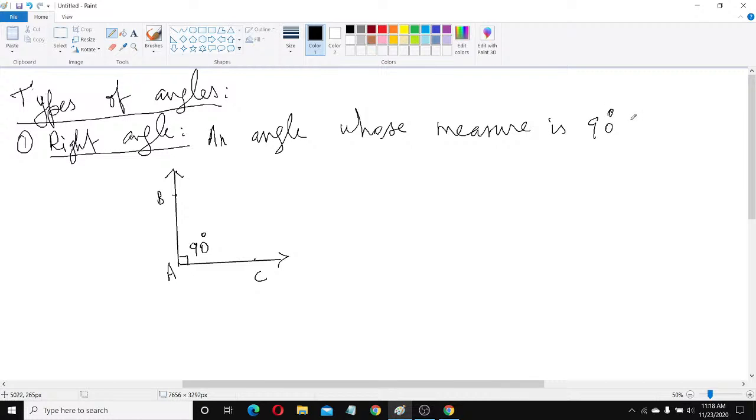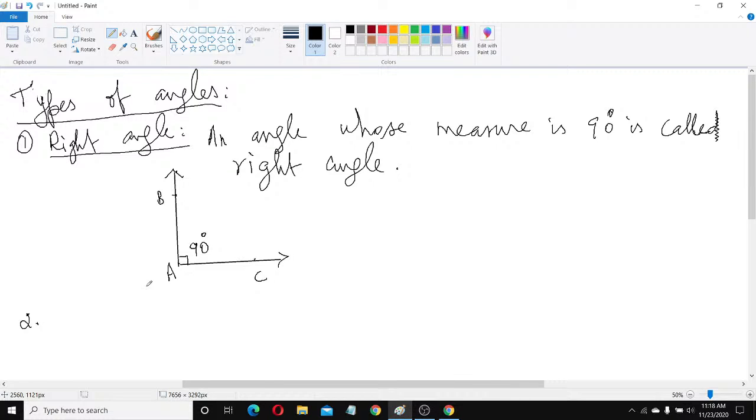Exactly 90 degree, children. Exactly 90 degree is called right angle. So what is the measure of right angle? 90 degree. An angle whose measure is 90 degree is called right angle. Exactly 90 degree. Now next type.